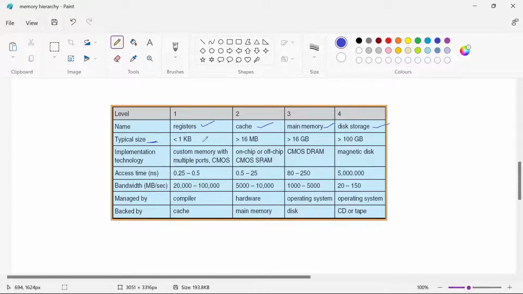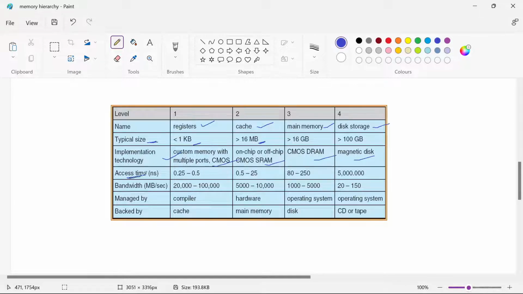So typical size will be less than 1 KB for registers. I told you the size will be reducing. If we are using 100 GB of disk, we will be having less amount of GB for the main memory, because frequently data is required. The implementation technology is like this: registers use CMOS, cache uses SRAM, main memory uses DRAM, and this is magnetic disk capacity.